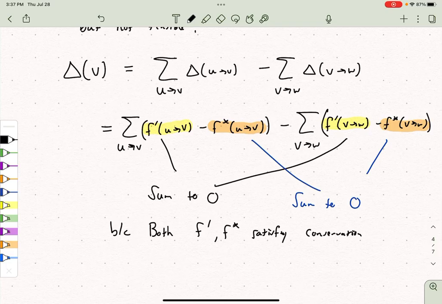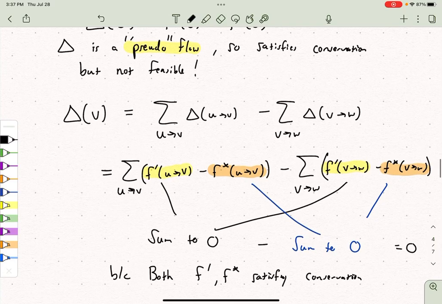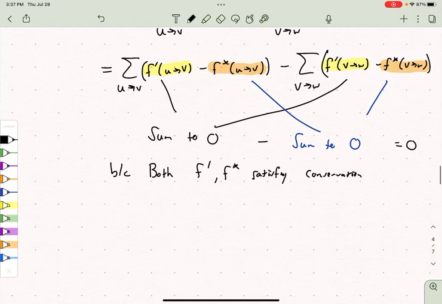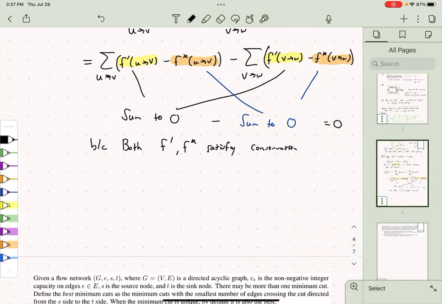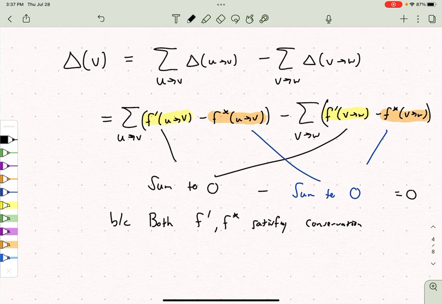And what's written above is just the conservation formula for both flows, just subtracted. So either way, it'll just be 0 minus 0, which equals 0. So that's why it satisfies conservation. So let's make another page. So we know it satisfies conservation. Does that really help us?